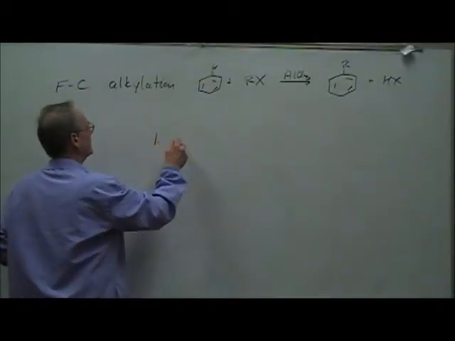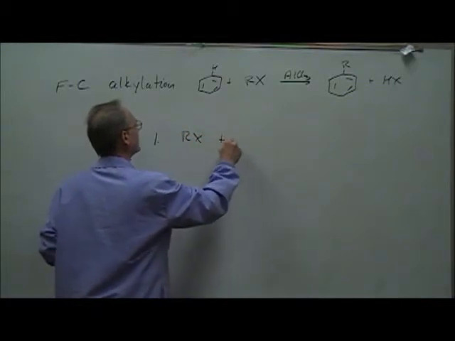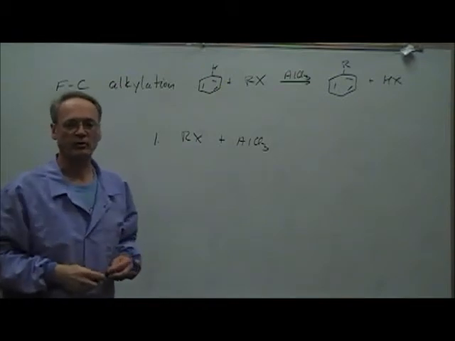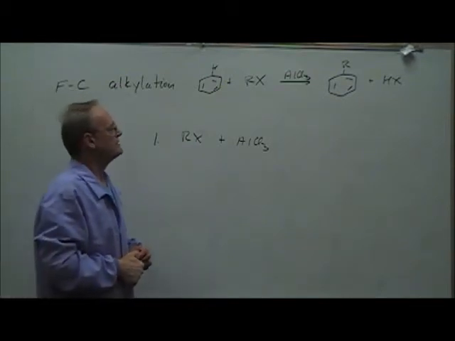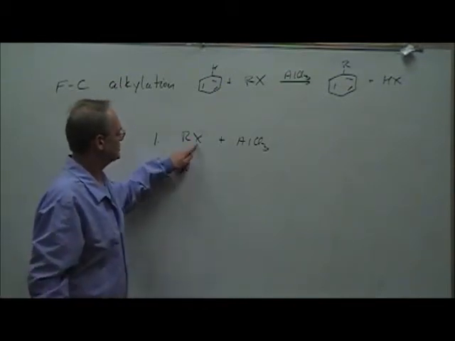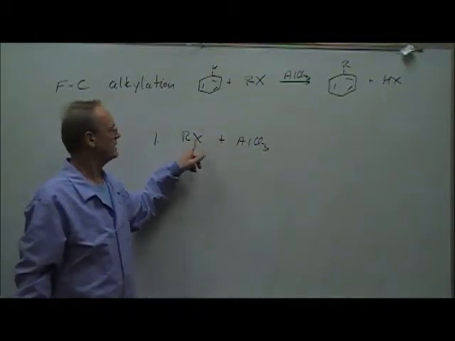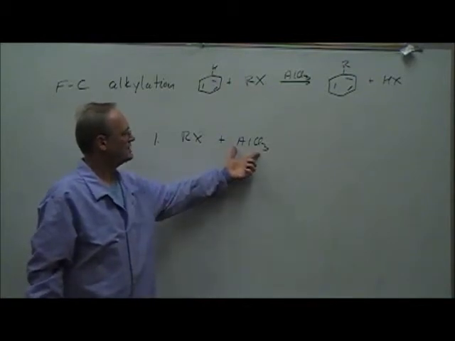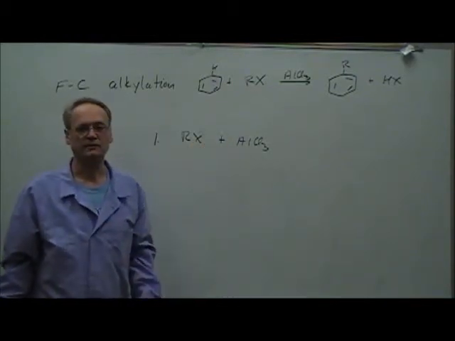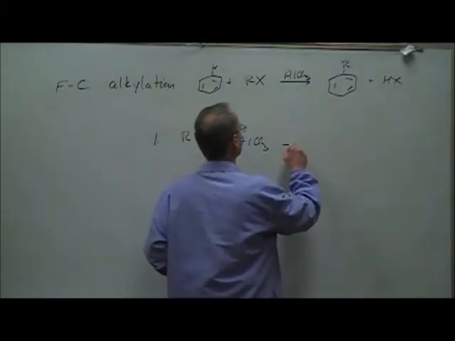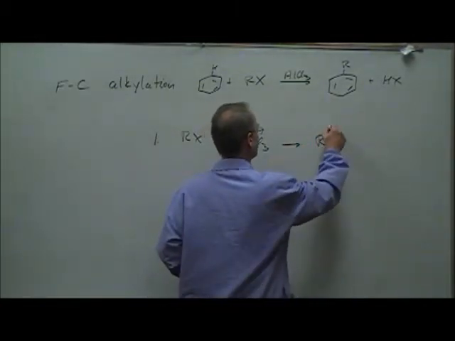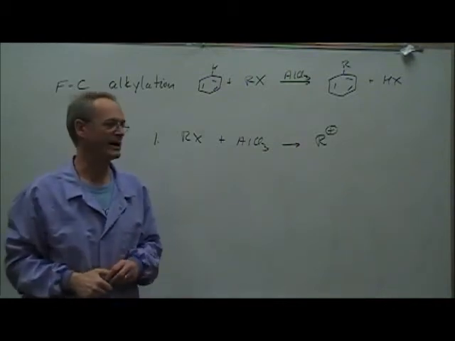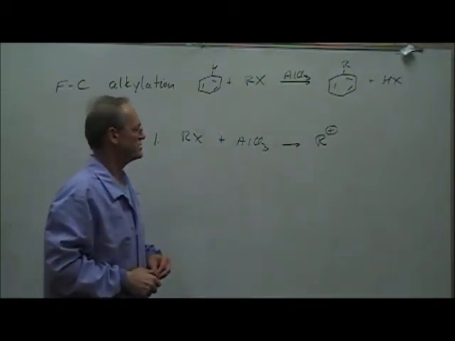First step, the alkyl halide reacts with the aluminum trichloride, much the same way that bromine or chlorine reacts with FeX3. In other words, that X is going to end up attached to the aluminum, and the R group is going to end up being positive. Or saying it another way, this aluminum essentially abstracts an X minus from the alkyl halide, and you end up with a good old-fashioned, full-fledged, positive carbocation, just like we saw in several reactions in the first semester.